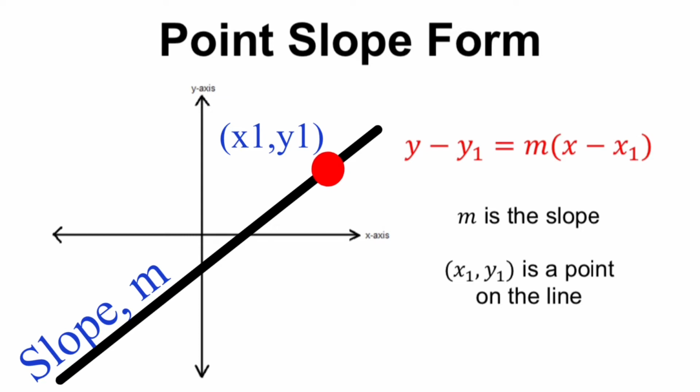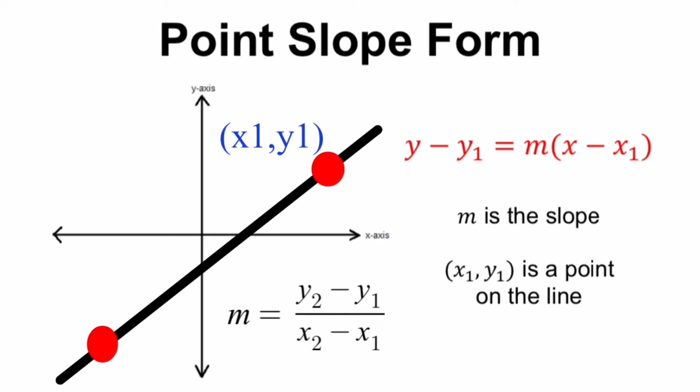Sometimes the slope is not given, but another point is given. We can solve for the slope of the line using these two points, and we still can use the point-slope form. We just have to pick which of those two points we use to replace the y1 and x1 in the equation. Now let's move on to the next form.